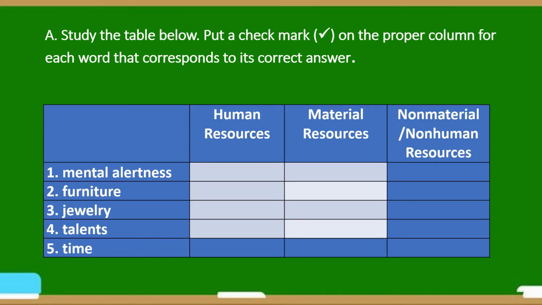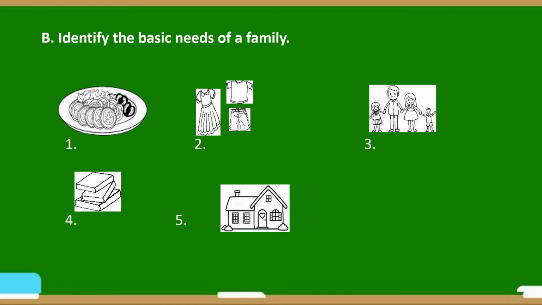Under what I can do, you do the following exercises. Letter A, you study the table below. Put a check mark on the proper column for each word that corresponds to its correct answer. For letter B, identify the basic needs of a family. You may start now.